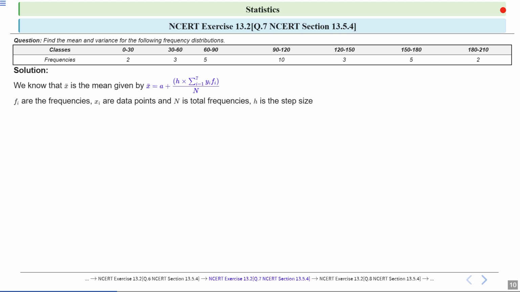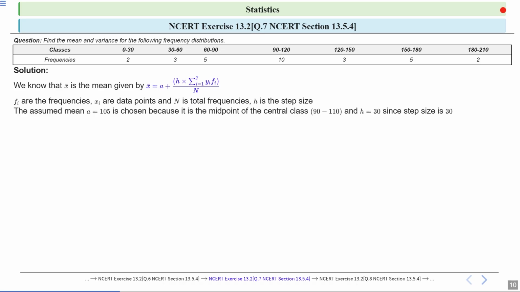The formula for the mean in a grouped frequency distribution is mean equal to A plus h times the sum from i equal to 1 to 7 of yi times fi, divided by n. Here A is the assumed mean, h is the class width or step size, yi is the deviation of each class mark from the assumed mean divided by h, fi is the frequency, and n is the total frequency. So this formula will help us simplify calculations, especially when the numbers are large.